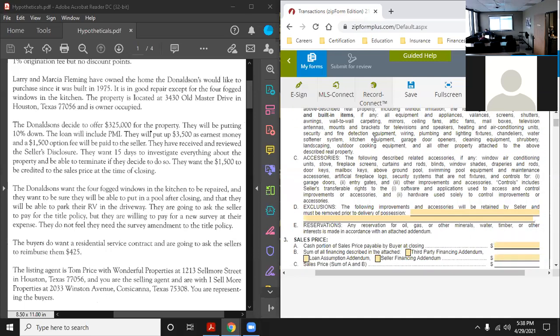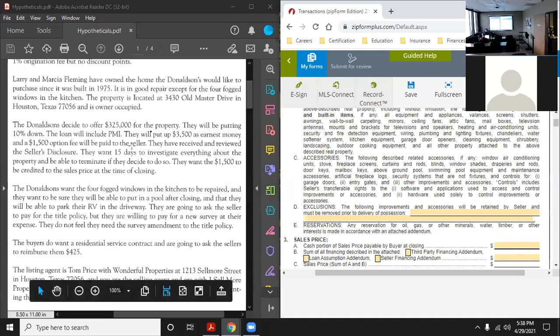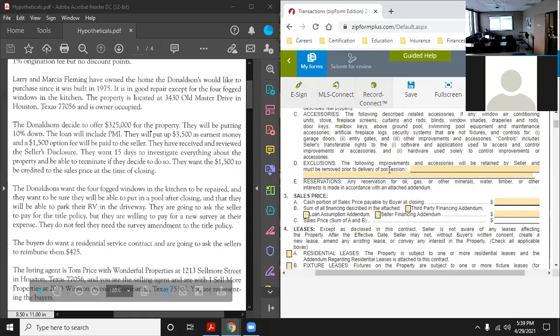All right, there is nothing that we need to fill out for exclusions. Reading through this, there is nothing that the Donaldsons would basically like to keep and take with them that should usually convey. That is what the exclusion paragraph would be for.